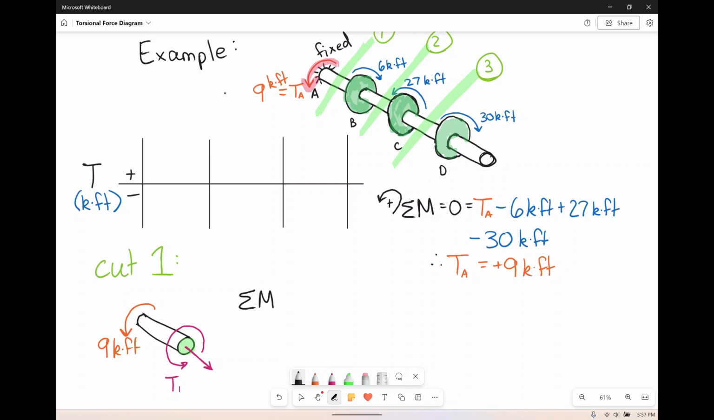Yep. You got to pick a direction. I'm going to pick that this direction is positive. Set it equal to 0. So what do we got? We've got 9 kip feet going positive, and then, hey, guess what? Also T1, if you want to call it that. So plus T1. So what happens next is that you get that T1 is -9 kip feet.